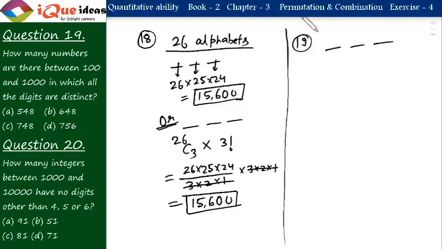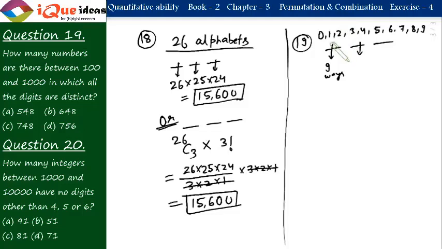Now we know that the digits available are 0, 1, 2, 3, 4, 5, 6, 7, 8 and 9. So there are total 10 digits available. But the first place cannot be occupied by 0, because if the first place is occupied by 0, then the number won't be a 3-digit number. It will be a 2-digit number. So the first place can be filled by digits other than 0. So there are 9 digits, so 9 ways for the first place.